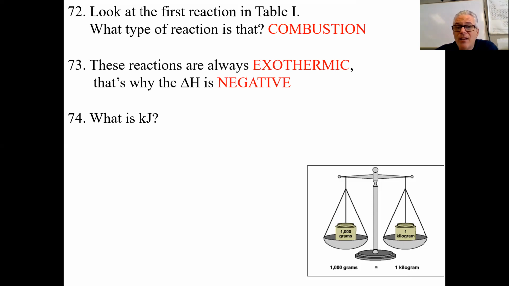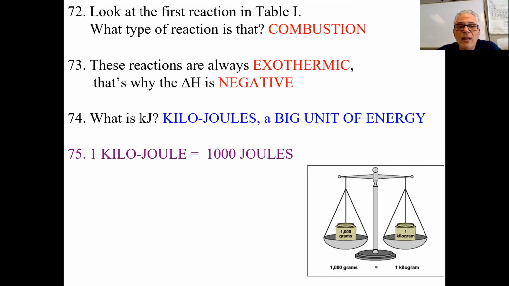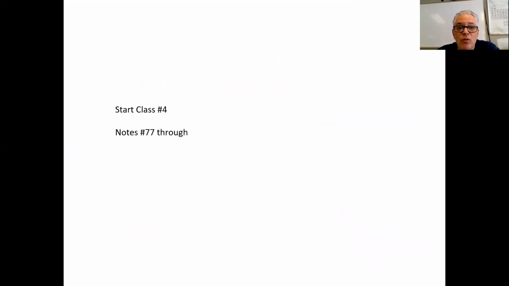What is kJ? Kilojoules. It's a unit of energy. It's much bigger than joules. So what this chemical reaction says is, when 1 mole of methane and 2 moles of oxygen make 1 mole of carbon dioxide and 2 moles of water, it releases 890.4 kilojoules. 1 mole of methane will release that much energy. It's perfectly mathematical. 1 kilojoule equals 1,000 joules. 1,000 grams is a kilogram, 1,000 meters is a kilometer. Kilo just means 1,000. Don't let it get you all anxious.